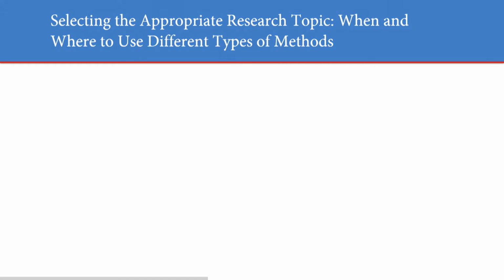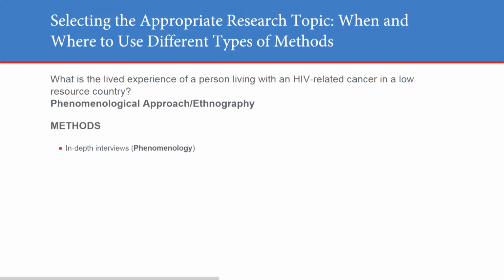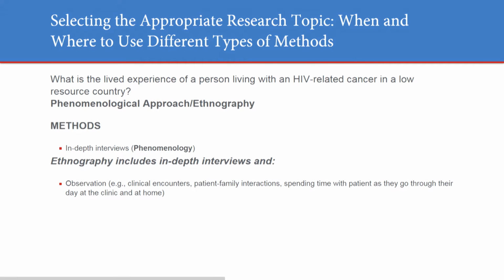And then how do you select an appropriate topic and the methods that are right? Again, with this question of what is the lived experience of a person living with HIV cancer in a low-resource country. The key to knowing something is a phenomenological project or study is that they say the lived experience. That's what people care about when they're doing this kind of phenomenological research. You can do this again with ethnography or phenomenological research. The methods would be in-depth interviews, which is phenomenology, but it's also ethnography. Ethnography is including the in-depth interviews and the observations. So it's looking at the clinical encounter.